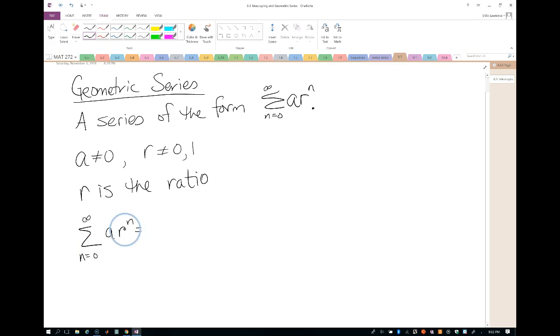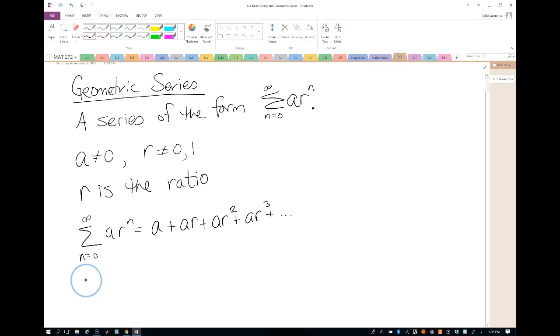So if we plug in n equals 0, any number to the 0 power is just 1. So all we get back there is our coefficient. When n is 1, we have a times r. When n is 2, we have ar squared, ar cubed, and so forth. So from term to term here, we have a common ratio. To get from one term to the next, we're just multiplying by an additional factor of r.